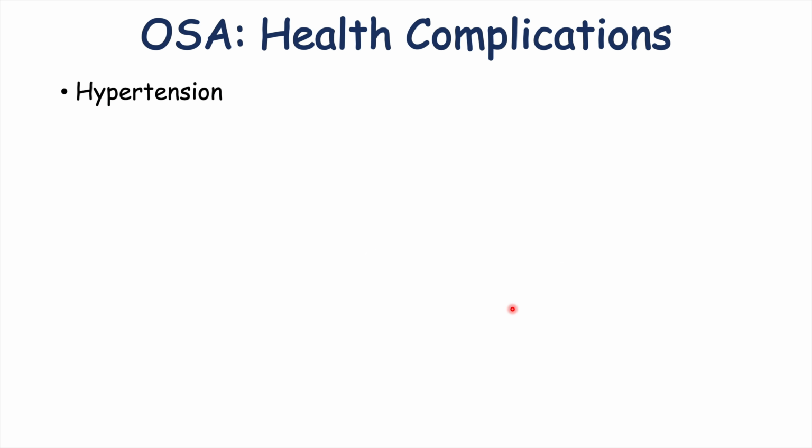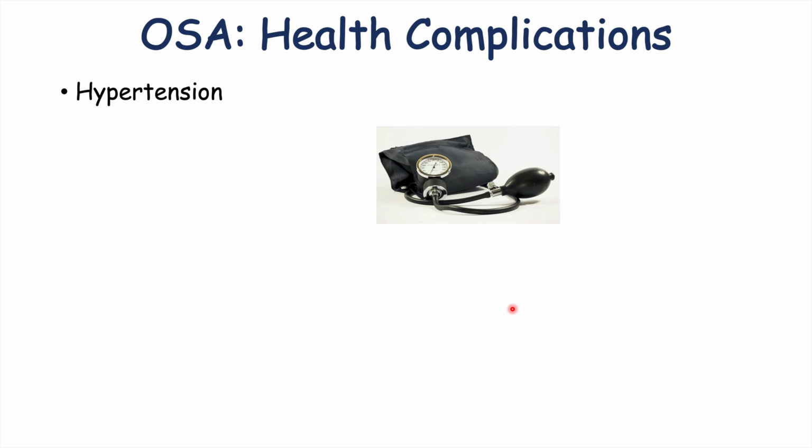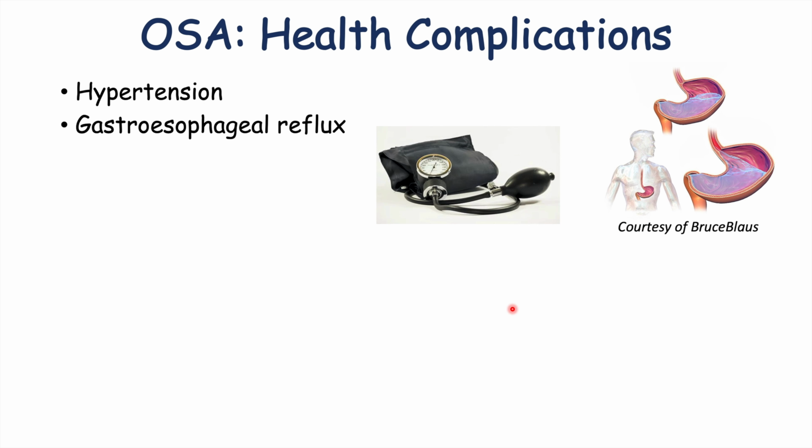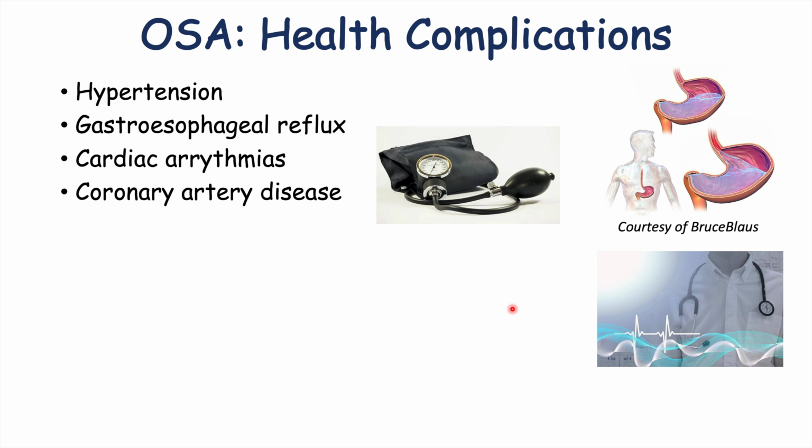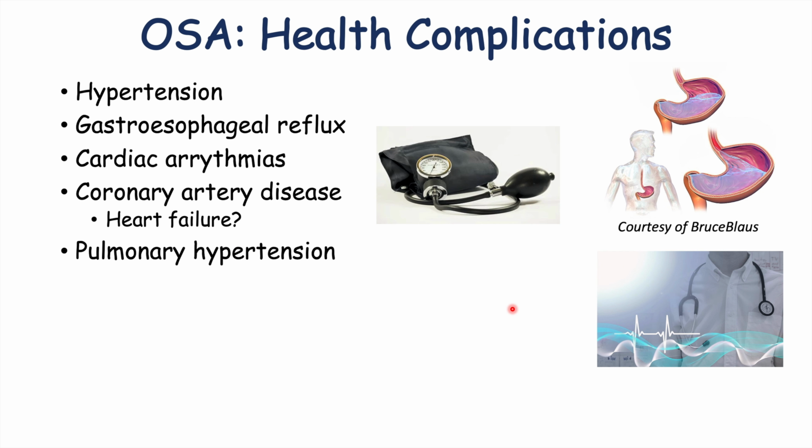Again, we mentioned that hypertension is one health complication, so that is a high blood pressure. One that we didn't mention is that obstructive sleep apnea is associated with gastroesophageal reflux disease, and this may be related to the risk factor of obesity. Obstructive sleep apnea can lead to cardiac arrhythmias as well. It can also lead to or increase the risk of coronary artery disease, and there is again a question of whether this increases the risk for heart failure as well. And another very important health complication I didn't mention in the last slide was pulmonary hypertension. So obstructive sleep apnea has also been associated with an increased risk of pulmonary hypertension.